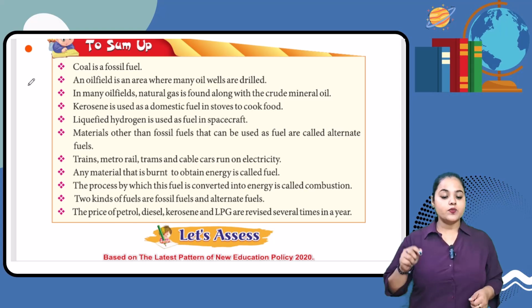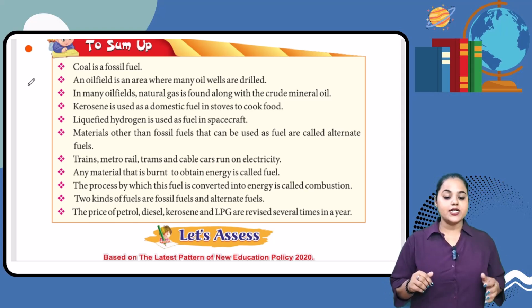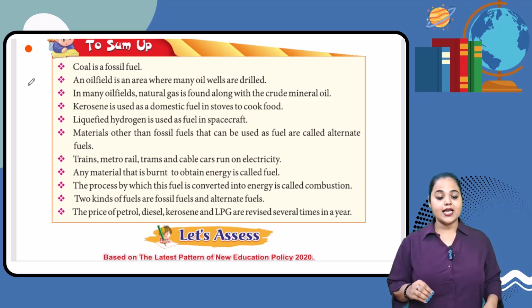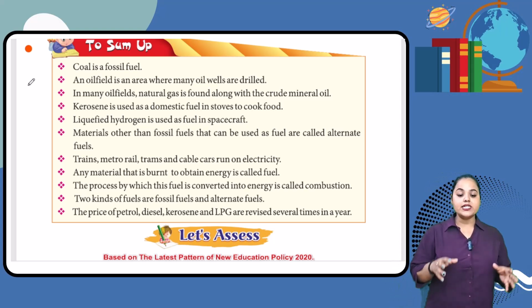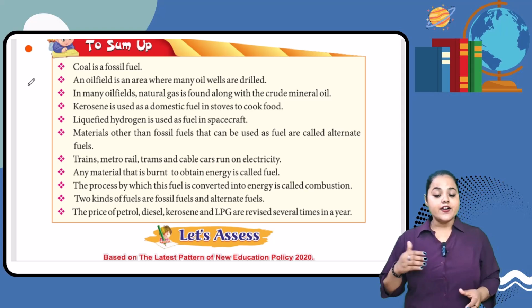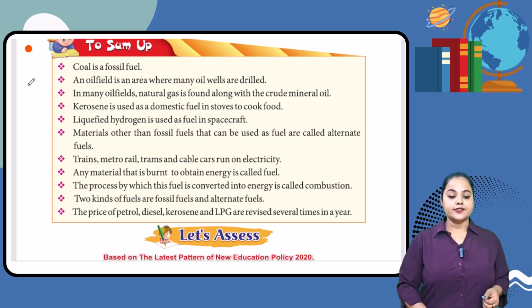Any material जो burn करने के लिए use होता है to obtain energy, उसे हम क्या बोलते हैं? Fuel बोलते हैं. The process by which this fuel is converted into energy, उसे हम combustion बोलते हैं. And two kinds of fuel are fossil fuels and alternate fuels. And the prices of petrol, diesel, kerosene and LPG, they are revised several times in a year.